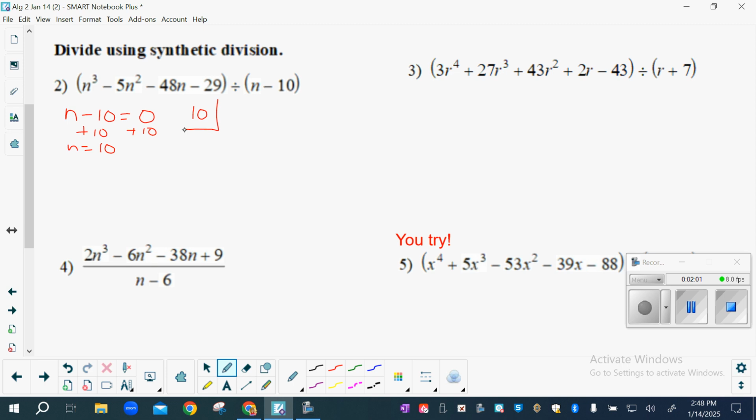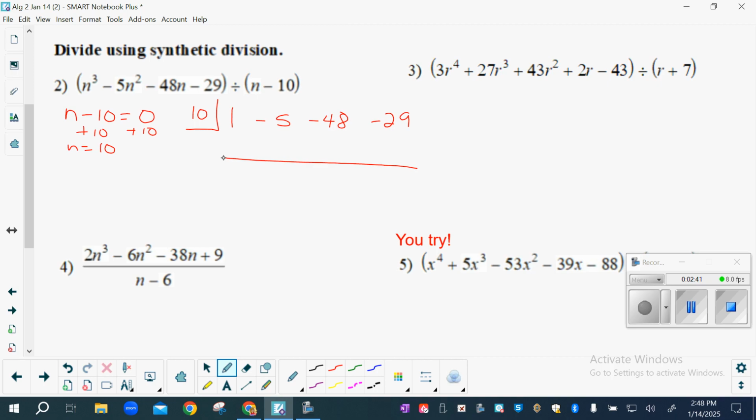And then we're going to take our coefficients from this term here. What's the coefficient in front of n to the third? 1. What's the coefficient in front of this term? Negative 5. What's the coefficient in front of this term? Actually, just the number there. Negative 29. So once again, we set this equal to 0, and then we took our coefficients and wrote them there. If it's positive, we don't put a plus there. We just change it if it's a minus. If it's negative, we make it a negative.